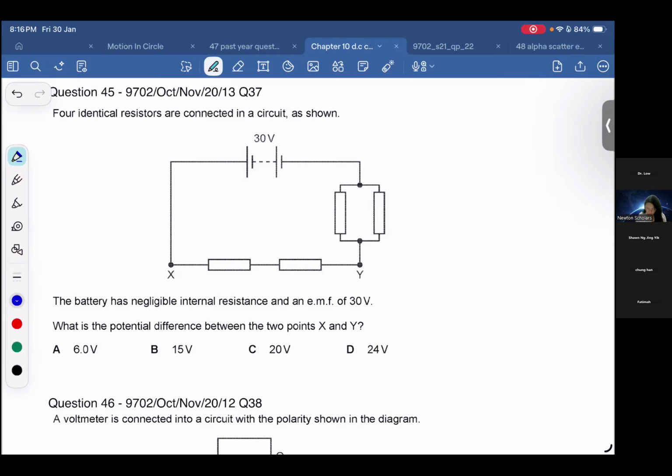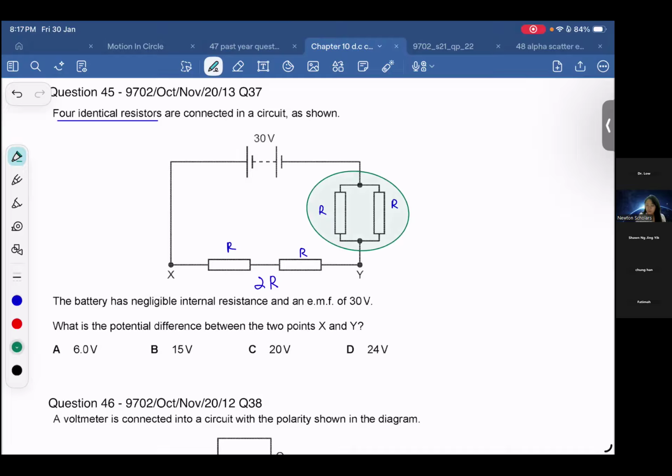Here, they say 4 identical resistances. That means they are the same, so I put R, R, R, and R. Okay, so here, what is the difference between X and Y? X and Y in between total is 2R. Am I right? Then this part is in parallel.